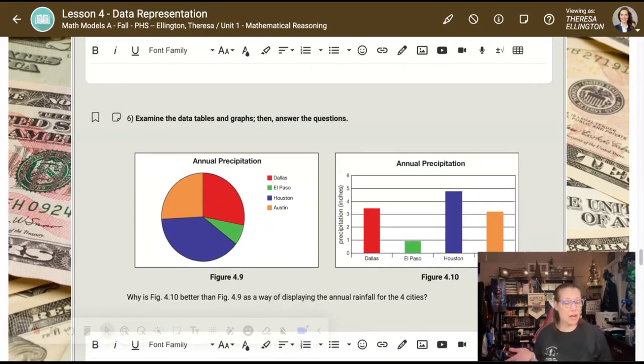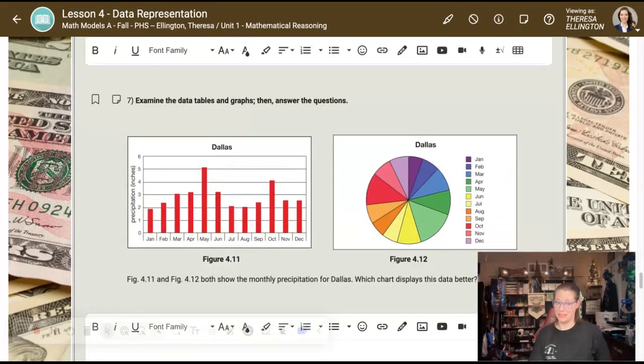Okay, so remember what we talked about with pie graphs and bar charts. Same for this one. Sure is pretty, but does it tell you the information it's being asked?